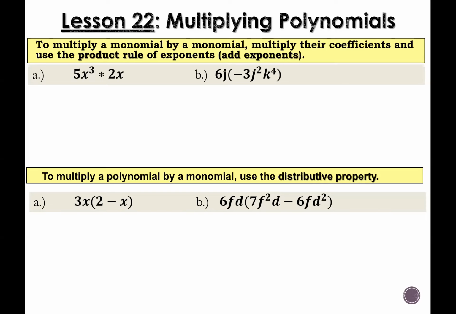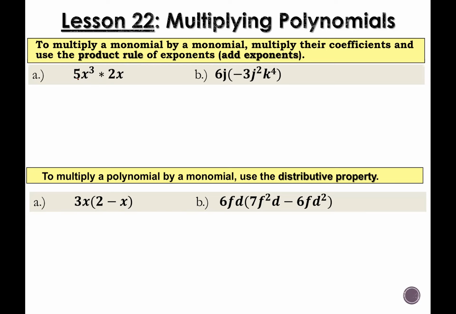All right, so for multiplying polynomials, we actually start off doing a bit of review of something we've already seen, which is the product rule. That was something from our very first lesson on exponent rules. Multiplying is all about finding products. And so remember, the rule is when you multiply, what you do is add exponents, as long as the variables are the same. So to multiply a monomial, one term, by a monomial, one term, multiply their coefficients, so 5 times 2, and use the product rule of exponents, add the exponents.